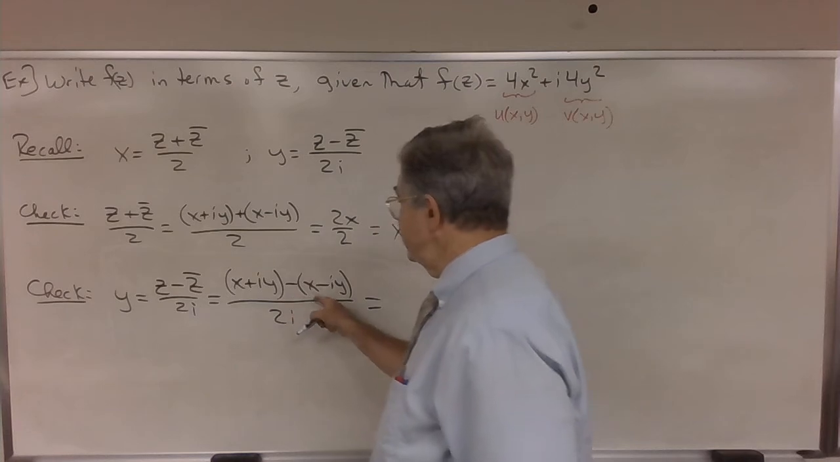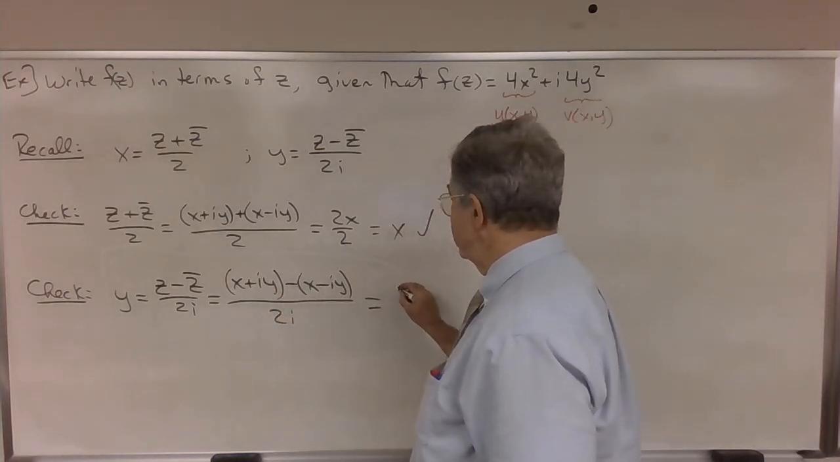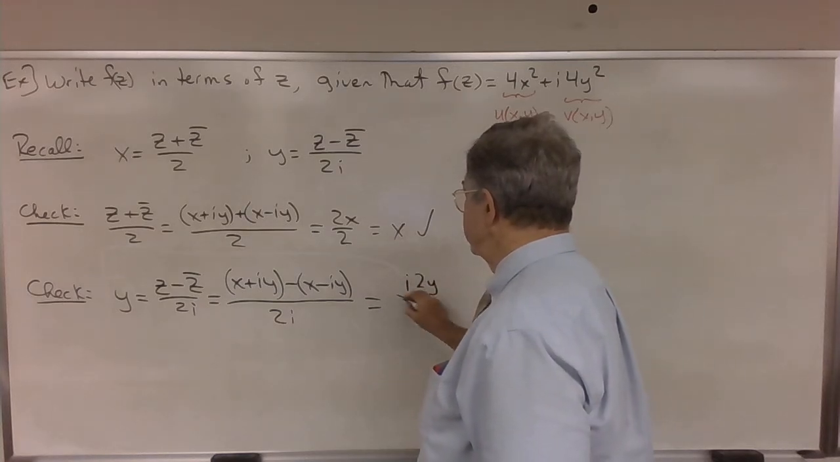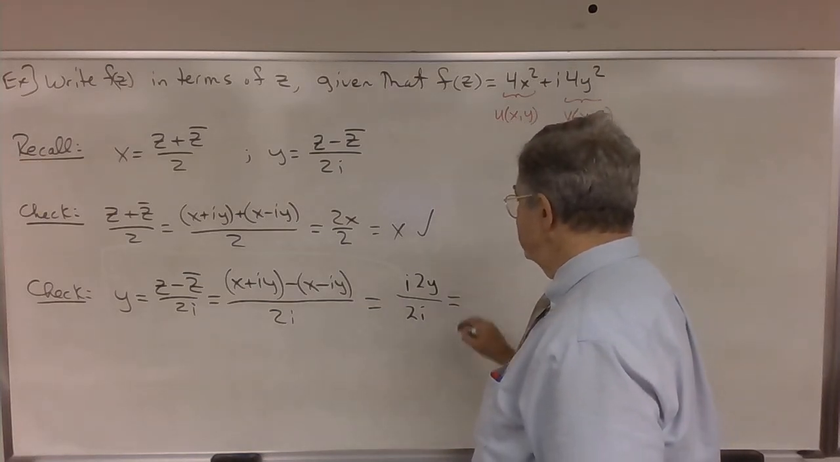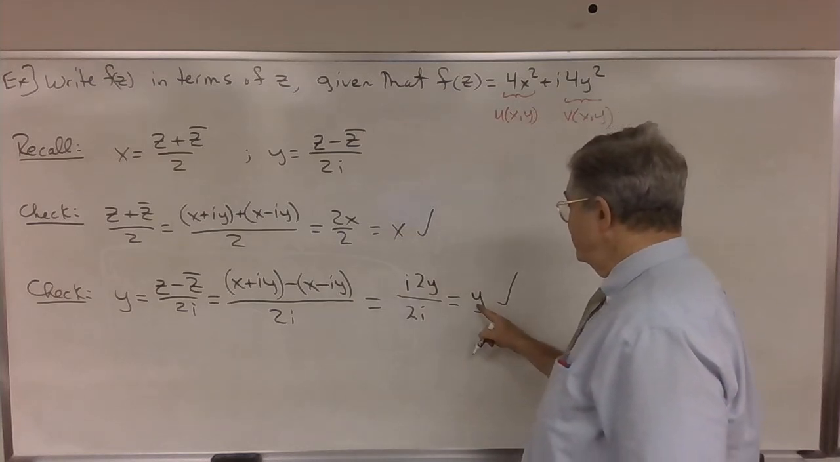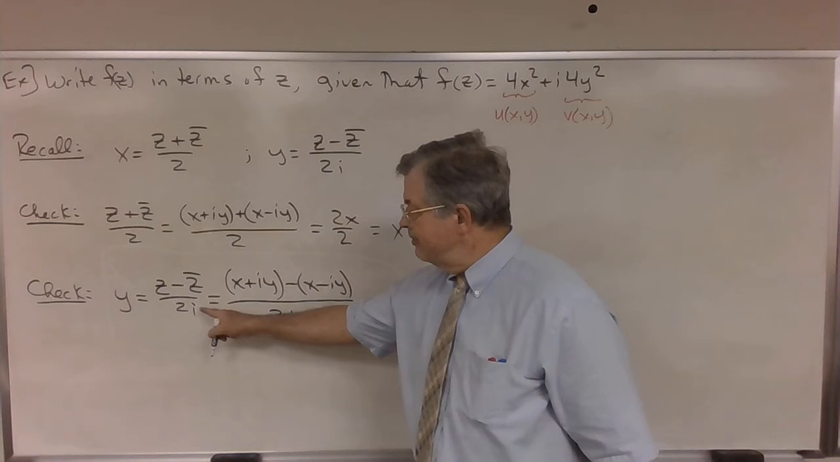And we have x minus x is 0. iy minus a negative iy is 2iy, or i times 2y, over 2i. And we cancel 2i out of top and bottom, and we get y. So yes, y indeed does equal this mess.